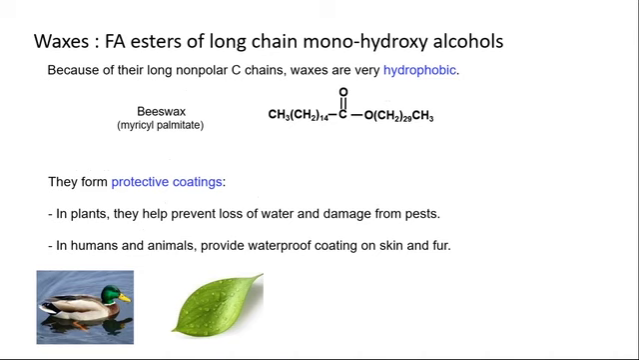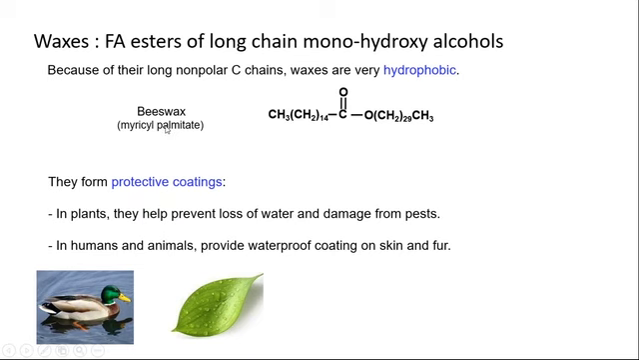Then you have the waxes. The waxes are again hydrolyzable lipids, but these are long chain esters of monohydroxy alcohols. So beeswax, you see, is a fatty acid ester of palmitic acid. So you have palmitic acid, that is the 16 carbon, and then you have a very long chain alcohol. Okay, this is a very long chain alcohol, and that is beeswax.